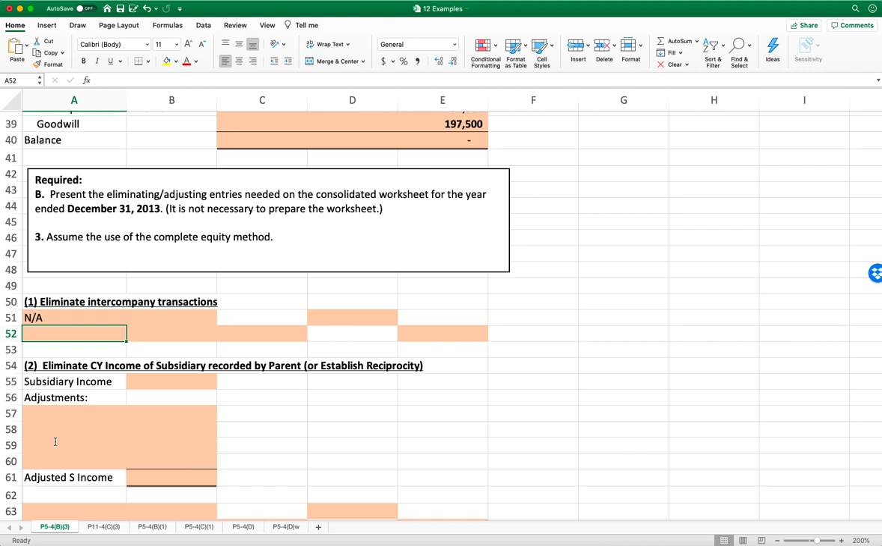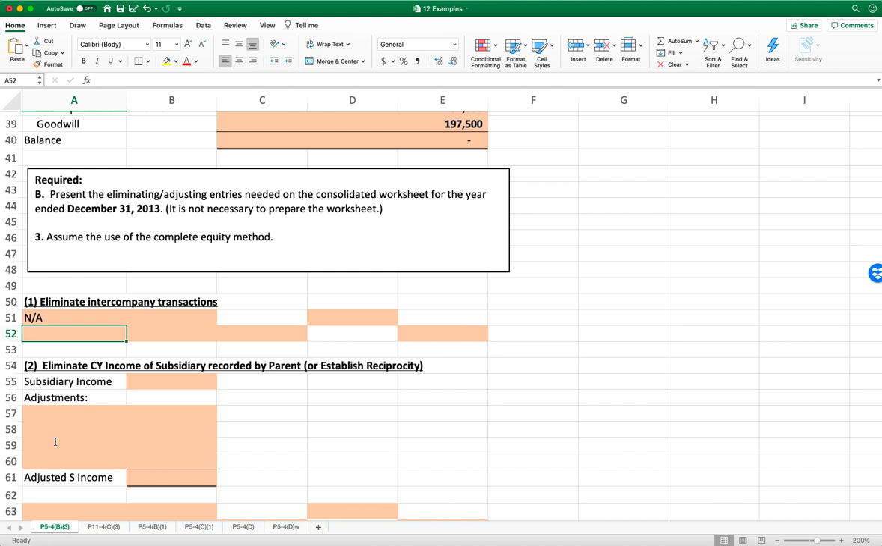This is equity method, so we know we would have recorded income during the year from the subsidiary, so we need to undo it. Now, in our previous equity method example, we did the general ledger entry, so we already knew how much income had been recorded. Here, we're going to have to figure it out so that we can undo it. There's also an extra twist here.